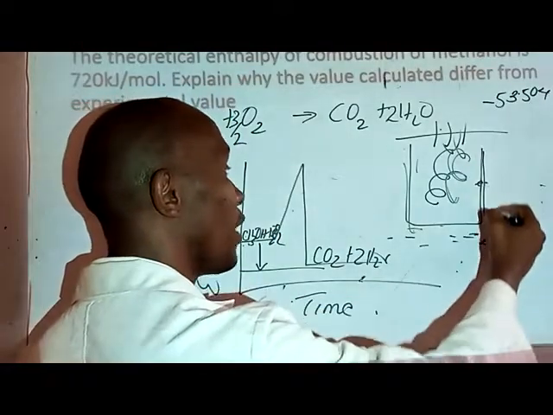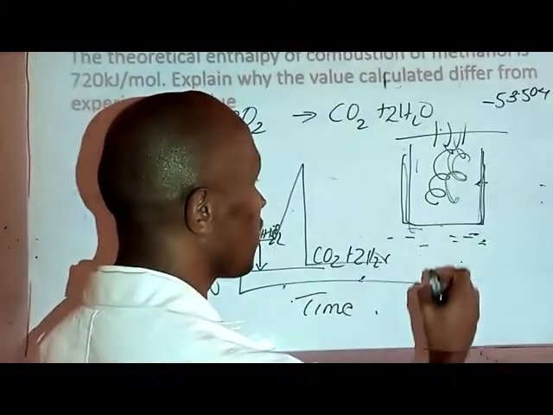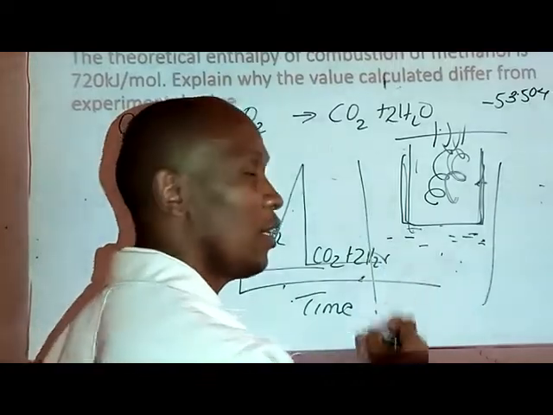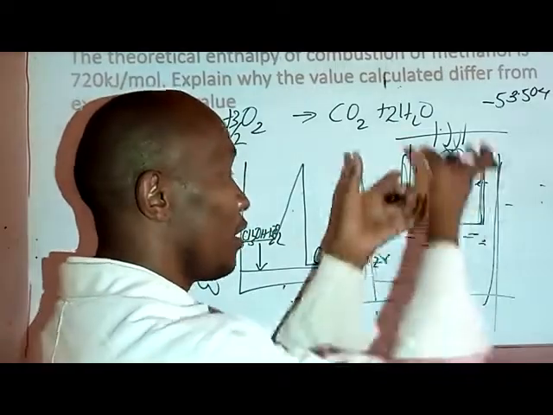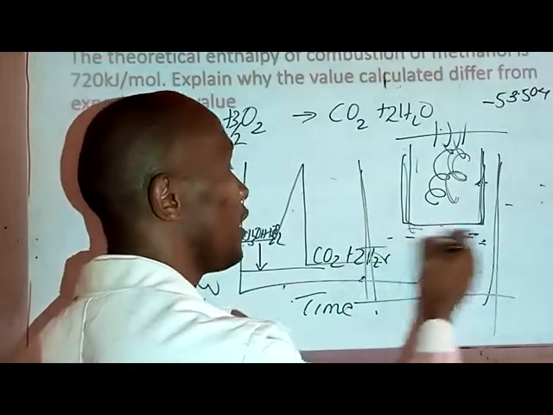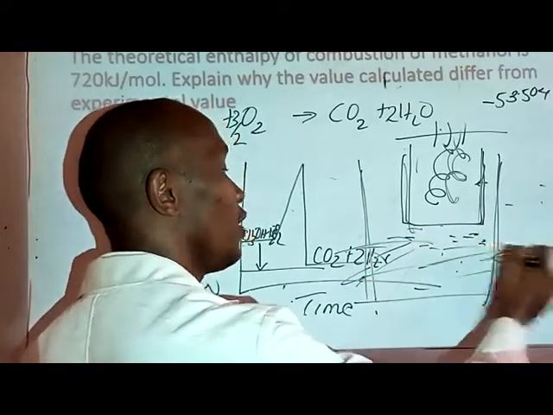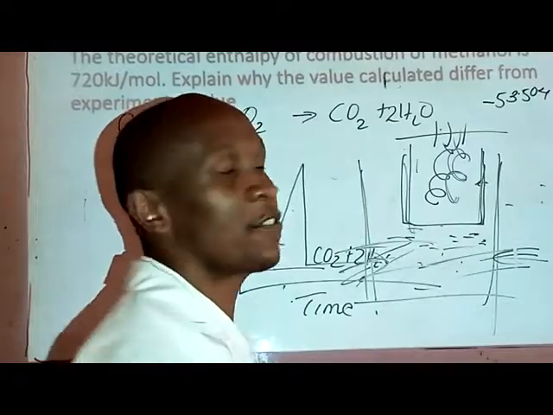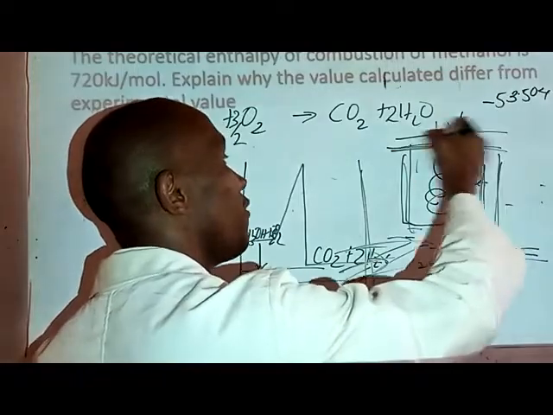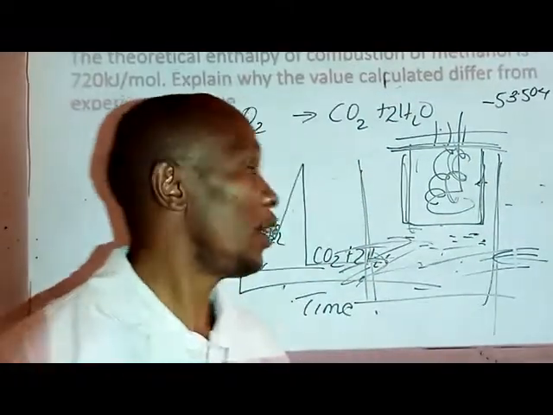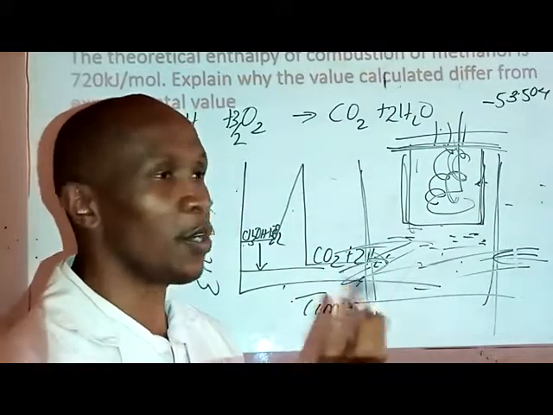So there is heat loss by conduction, which can be minimized by lagging. There is heat loss by radiation, which can be minimized by covering with cardboard. Let the experiment be done inside a cardboard, so you prevent the draft, the wind, from interacting with it. We call that a draft shield. Then you can cover it, maybe use a lid, to reduce the amount of convection taking place. So there are all those heat losses.